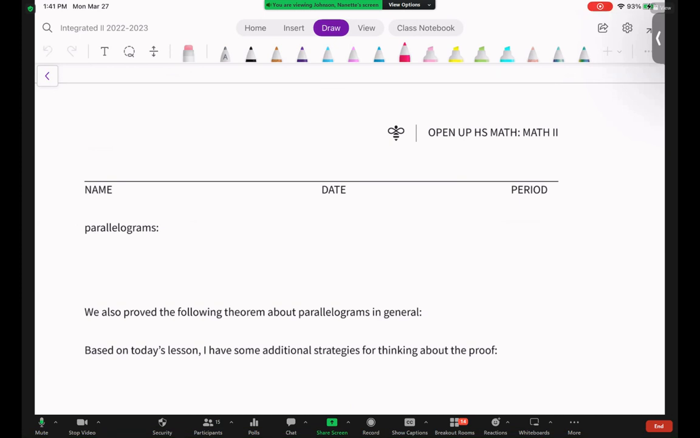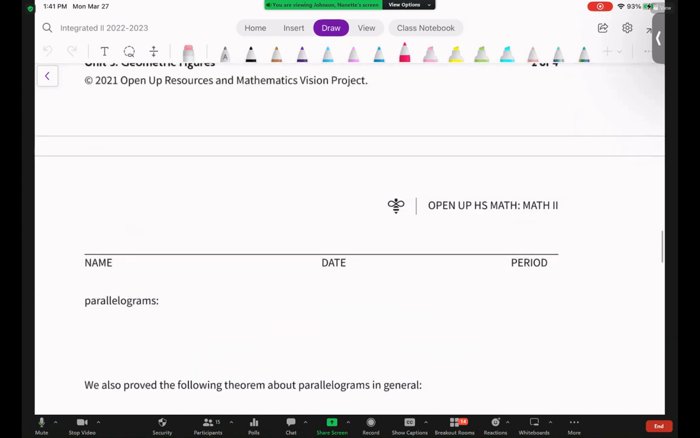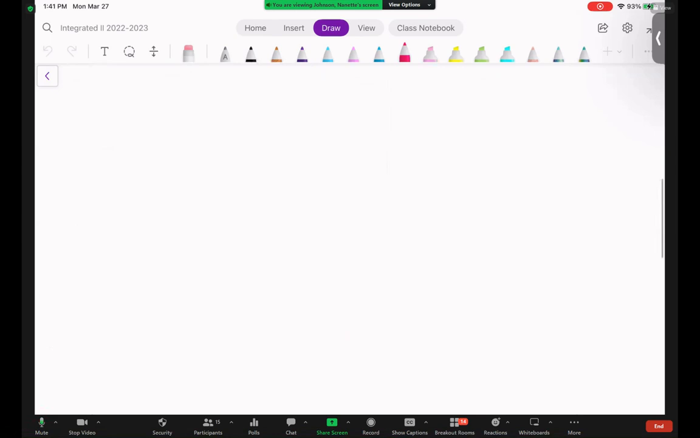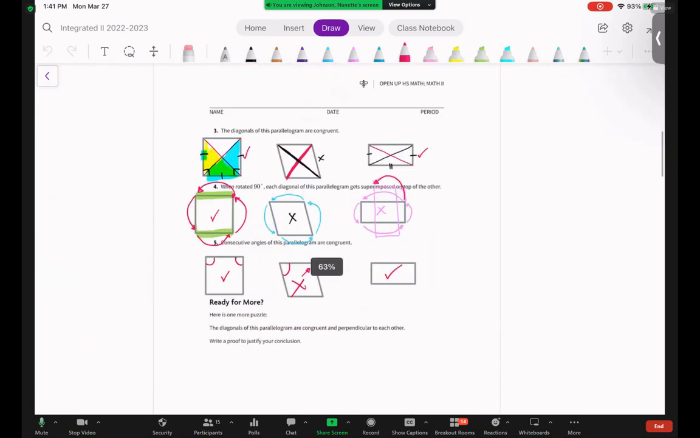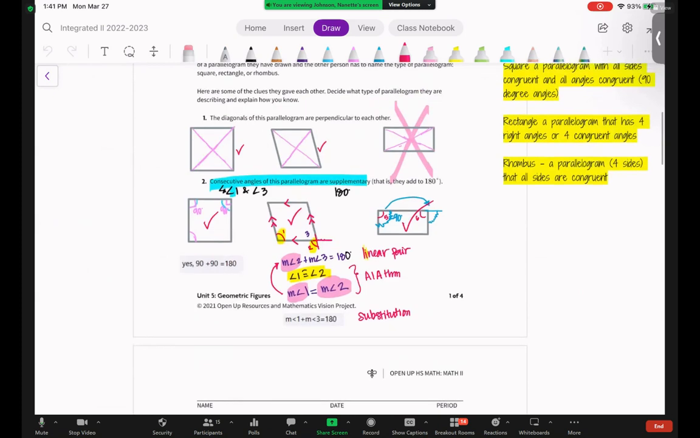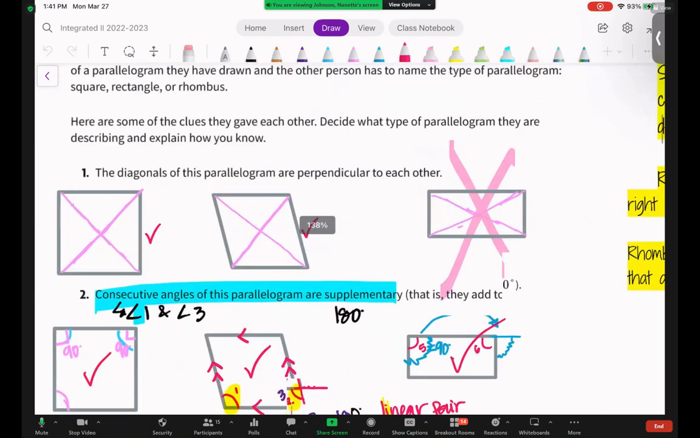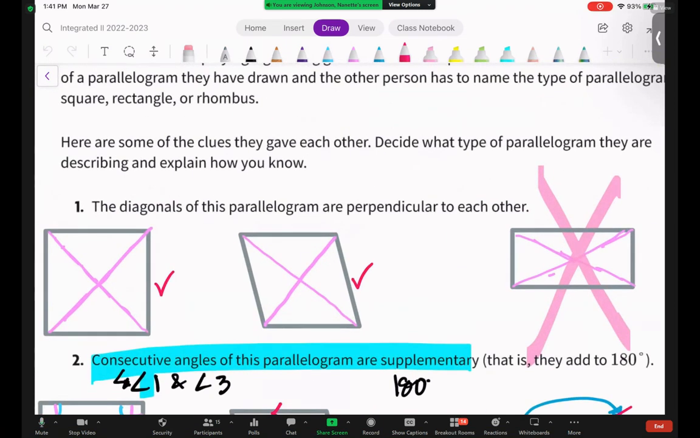So what were the ones that we figured out about parallelograms? This is about the diagonals. What did we figure out about the diagonals of a rhombus? So look at the rhombus. This is about diagonals right here. What did you figure about the diagonals? Very good. They're perpendicular. So the diagonals of a rhombus are perpendicular.